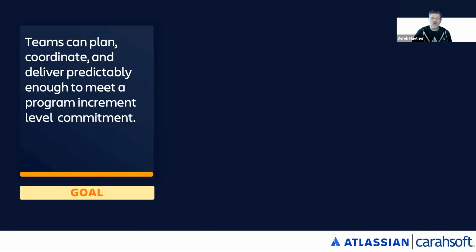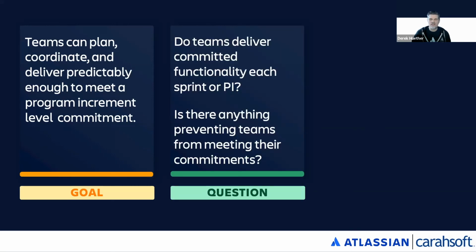Given the context of an organization using the Scaled Agile framework, an excellent goal would be for an Agile release train to be able to plan, coordinate, and deliver predictably enough to meet a PI level commitment. The questions to ask yourself may come from positive and negative perspectives. That is, do the teams in the ART deliver what they commit to in each sprint and in the PI as a whole? You could ask if there is anything that is preventing those teams from meeting their sprint level or PI level commitments. If the answer to the first question is yes, and the answer to the second question is no, then what's preventing you from reaching your goal?